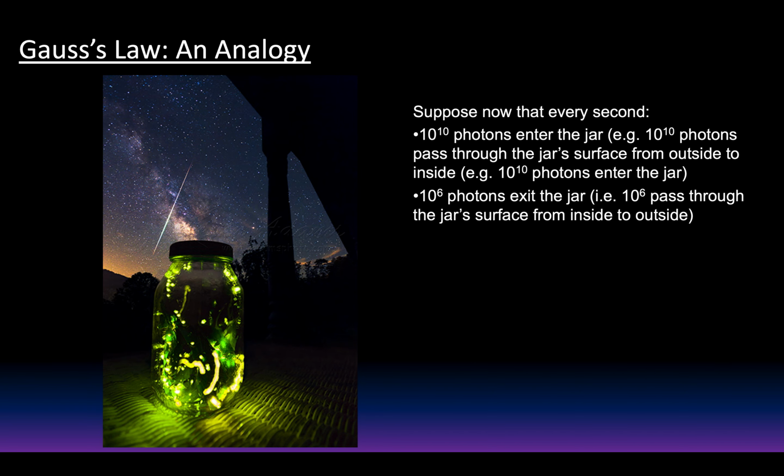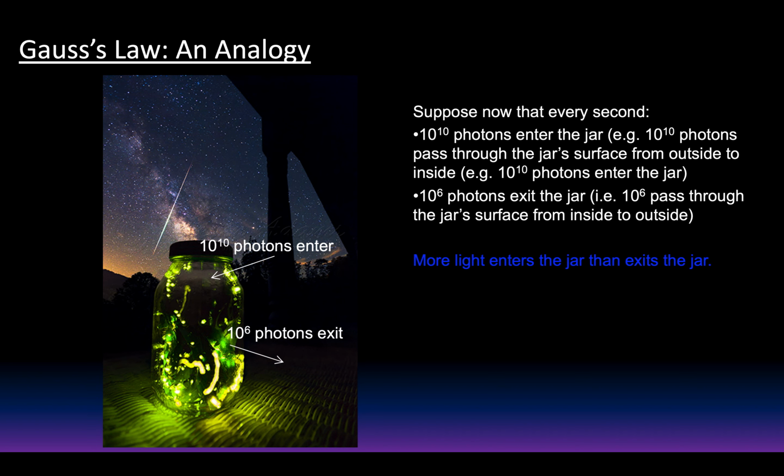Let's now consider this possibility. Let's say every second there are 10^10 photons entering the jar, but only 10^6 photons exiting the jar. So now we have a scenario where more light is entering the jar than exiting the jar. Can you think of any possible scenario where this might be true? In order to realize this scenario, you would need to devise some way to destroy or remove some of the light that enters the jar.